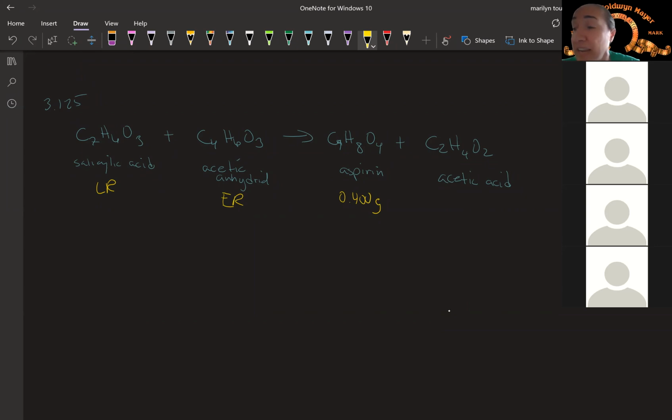And what do they want? Let me read it again. How much salicylic acid is required to produce that much of aspirin? How do I do this? This part's easy. You're not going to like part B. But anyway, how do I do this? I mean, they're giving us 0.400 grams of aspirin. So we're going to have to. Wait, what's it asking for part A? It's asking for the limiting salicylic acid. How much salicylic acid is required to produce 0.4 grams of aspirin?